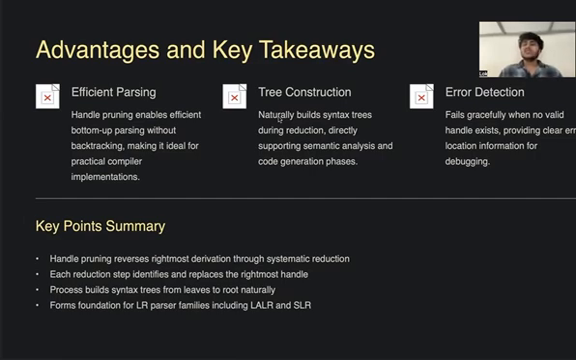At last, we conclude this section. Basically, handle pruning is a powerful method in bottom-up parsing that simplifies syntax analysis and helps in building efficient compilers. Understanding this concept is essential for everyone studying compiler design.